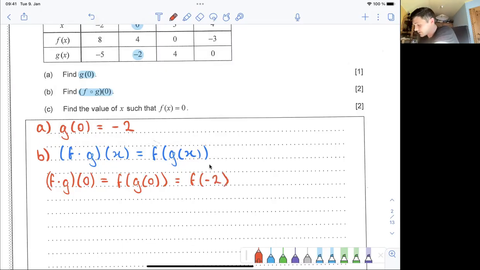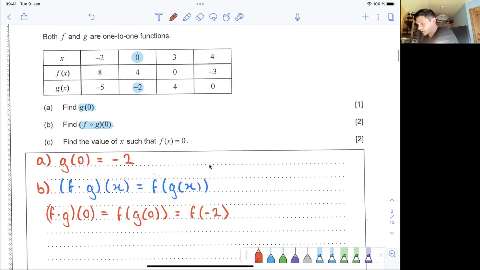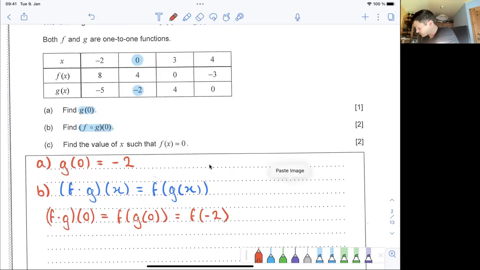Then we'll go back up to our table. Go across the x line, find where x is equal to -2, which is here, and then go down to our f(x) line, which is here. And we get the answer that (f∘g)(0), or f(g(0)), is equal to 8.